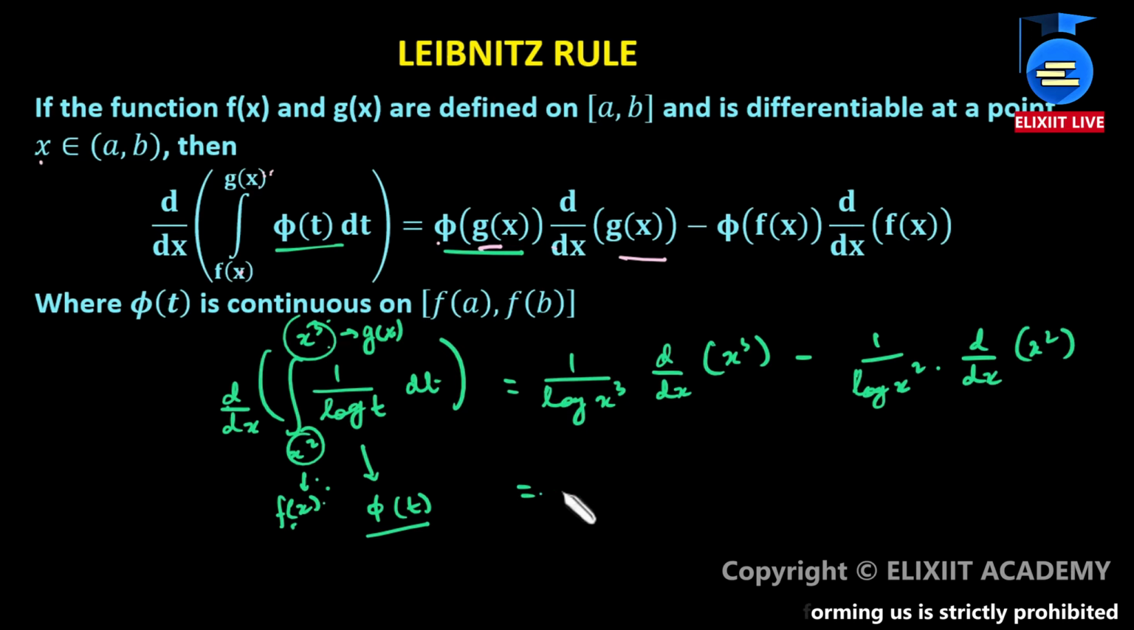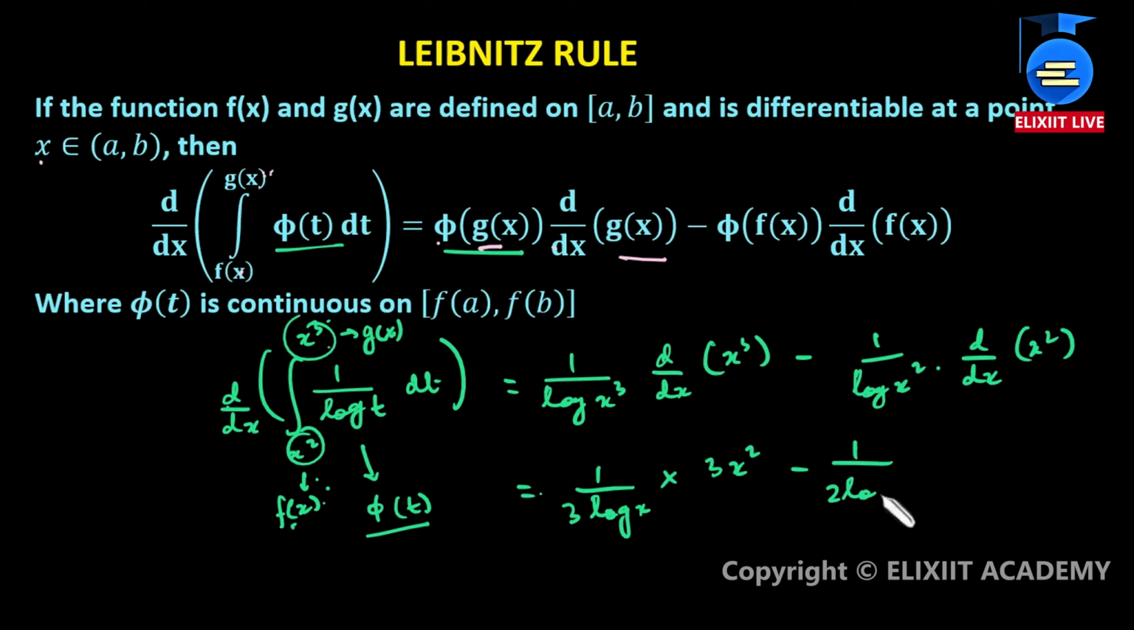Now you simplify this thing. 1 by log x cube, you can write this as 3 times log x if you want to simplify this a bit, into differentiation of x cube, that is basically 3x squared, minus this is 2 times log x, differentiation of x squared, this is 2x. So here we can see 3 and 3 cancel out, 2 and 2 cancel out.